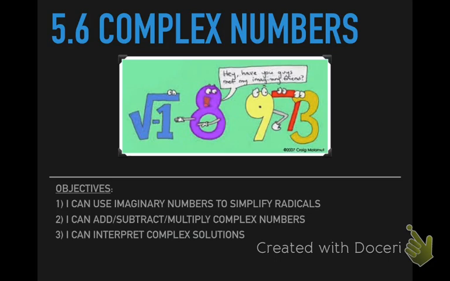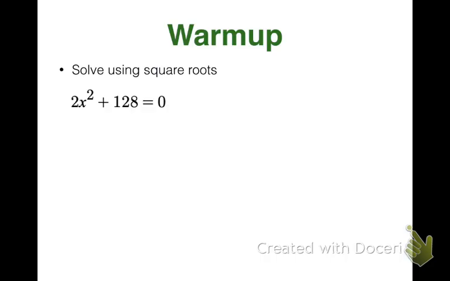In order to keep this video as brief as possible, I won't get too deep into the history of this new number for us, but I will talk a little bit about it, and then our three objectives here are to use imaginary numbers to simplify radicals, perform some operations with imaginary numbers and complex numbers, and then interpret complex solutions. So how does this fit into the curriculum for this class in this specific chapter?